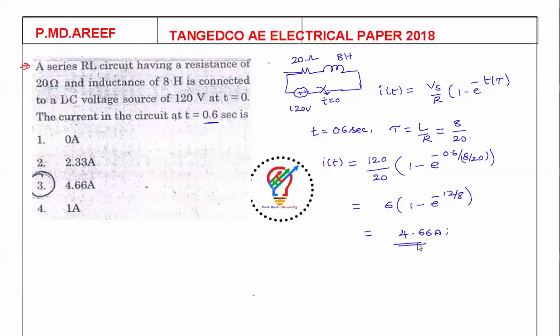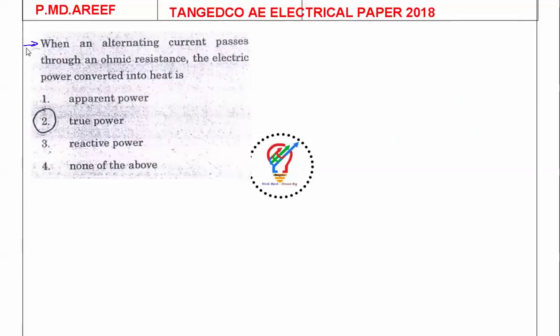Okay, so next question we're going. The next question is, when an alternating current passes through an ohmic resistance, the electric power converted into heat is.